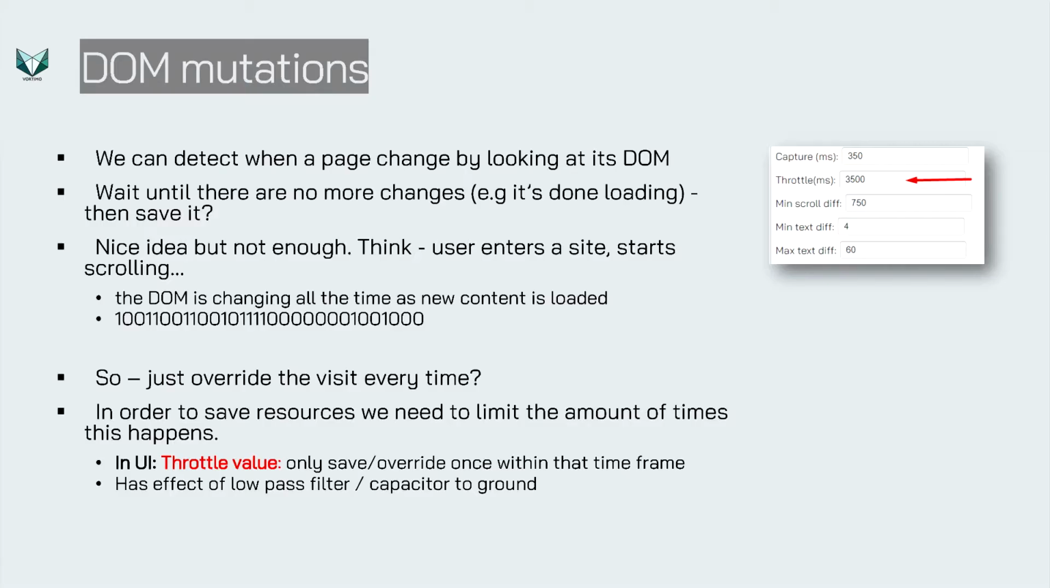So what we have as a start is this thing called a throttle that basically says you can only save the file once in this case 3.5 seconds, right? You can't override it all the time. You can't be overriding the file 10 times a second. You can only do it once, and the default is 3,500 milliseconds, right? And it has that effect of a low pass filter.